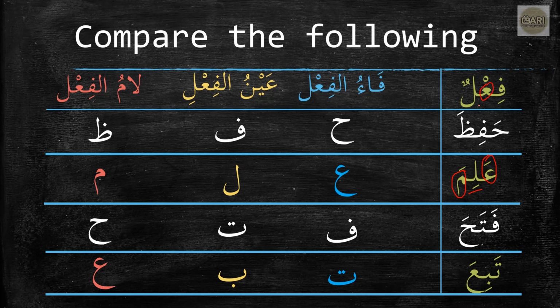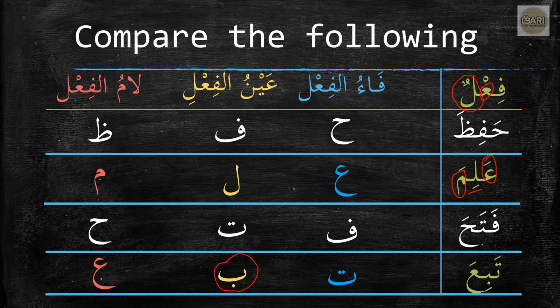What is the aynul fi'l of tabi'a? It's the ba. The ba is the aynul fi'l. If you get confused, just look up here at the top. Here's your cheat sheet. All right. What is the lamul fi'l of tabi'a? Lam, last. It's ayn. Ayn is the lamul fi'l.